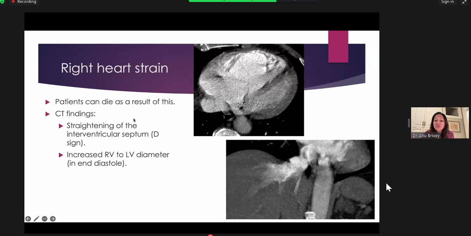But if you don't have access to it, this is how I would do it on the straight axial at the level of the valves. Okay, go ahead. The next question also related to it. Do we apply similar criteria for right heart strain in non-embolic pulmonary hypertension cases?